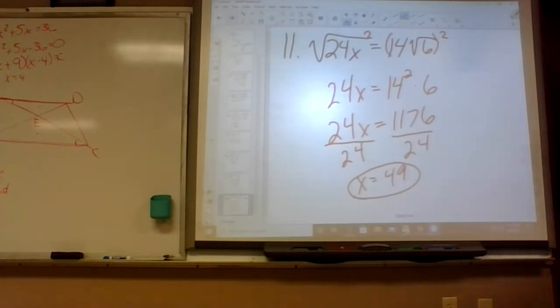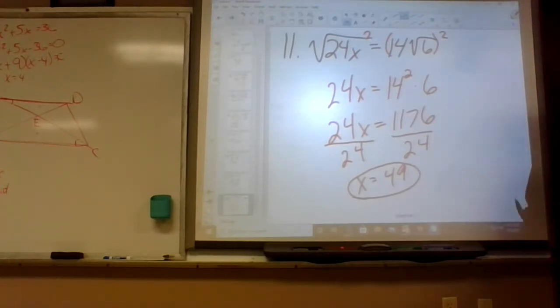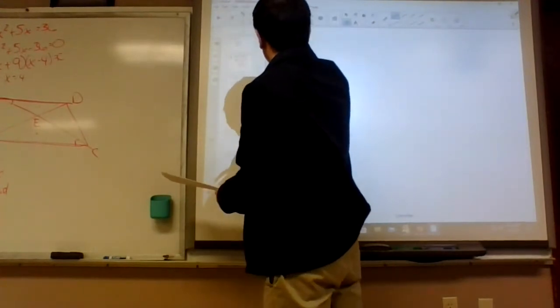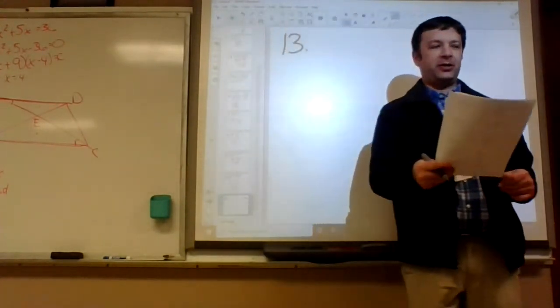Okay, on 13. So now Joseph and David have done one. Imagine being stupider than Joseph and David. Okay, who wants to try 13?